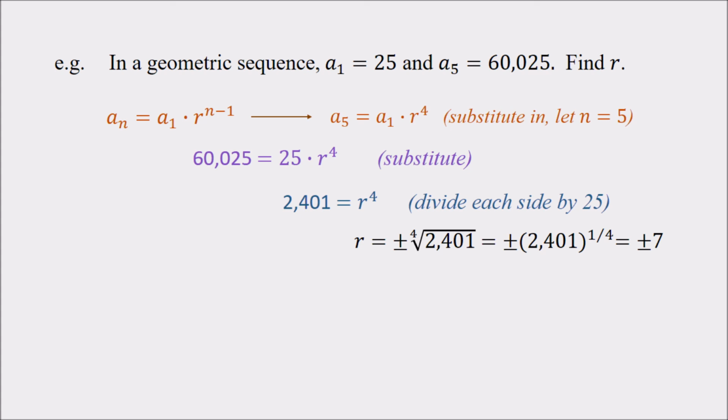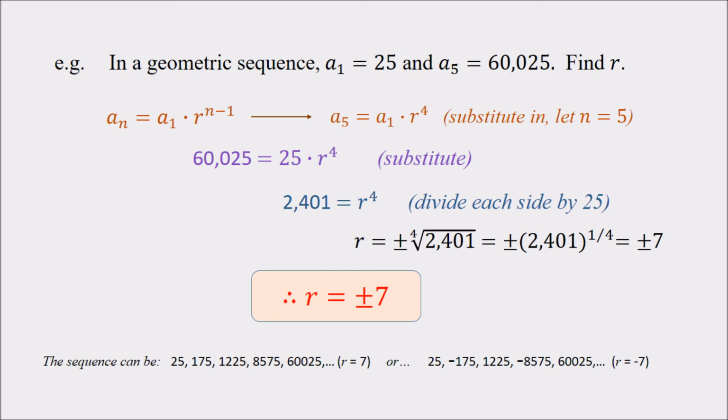However, the catch here is since we're doing the fourth root, we have to make sure that we remember the plus or minus that goes in front of this. And you don't do that with odd roots, but you do it with any even root. So the value of r could either be 7 or -7. Both options are valid. Take a look below.